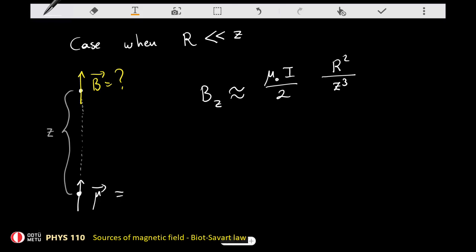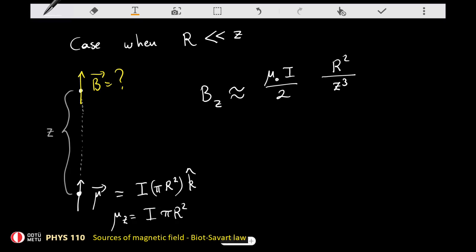The dipole moment is basically the current multiplied by the area. The area is the area of the circuit, so that's pi r squared. The current is this, and the area has a vector associated with it, which is along the z direction. Therefore, the magnetic dipole moment is this. So the z component of the magnetic dipole moment is I times pi times r squared.